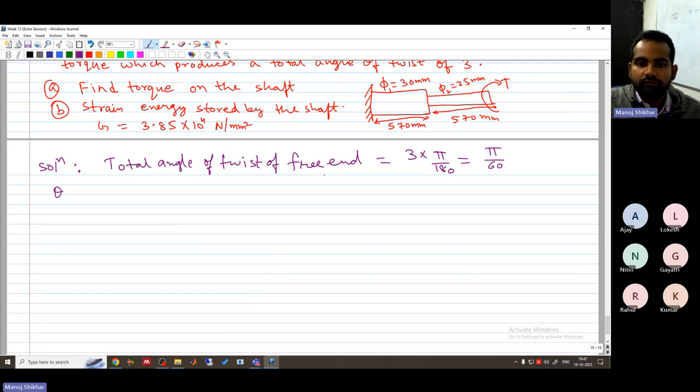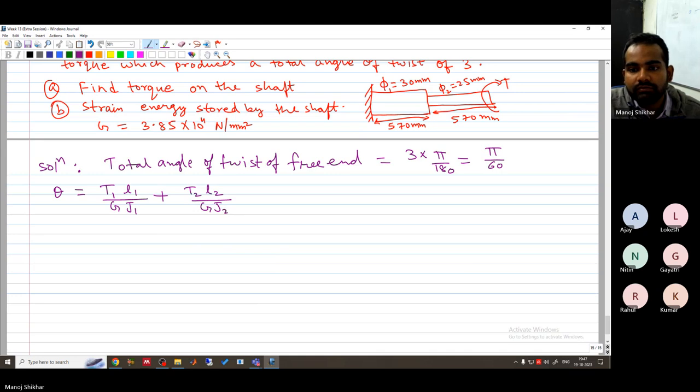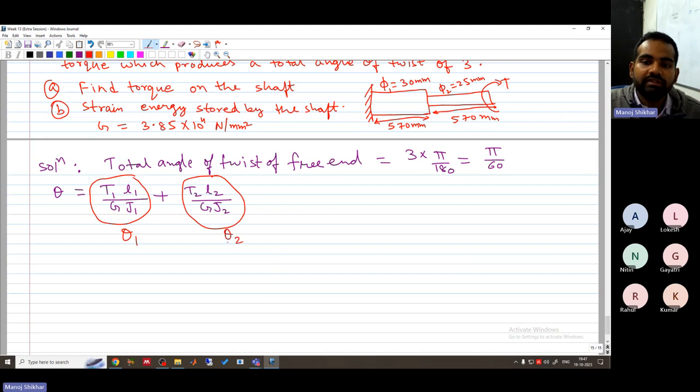So we can use the formula theta equal to T1 L1 upon GJ1 plus T2 L2 upon GJ2. This is theta 1, and this is theta 2. So basically theta equals theta 1 plus theta 2. Okay, so this is what essentially is written here.